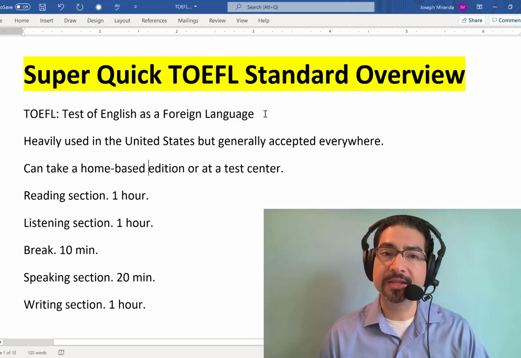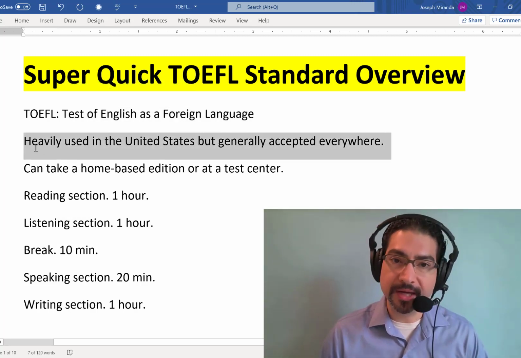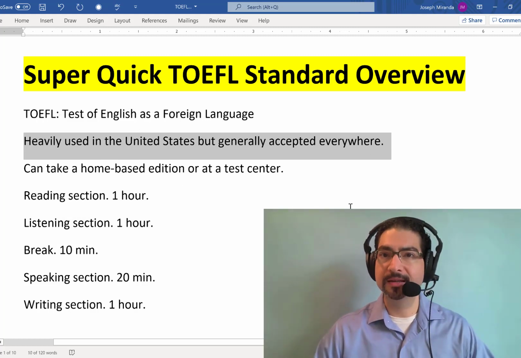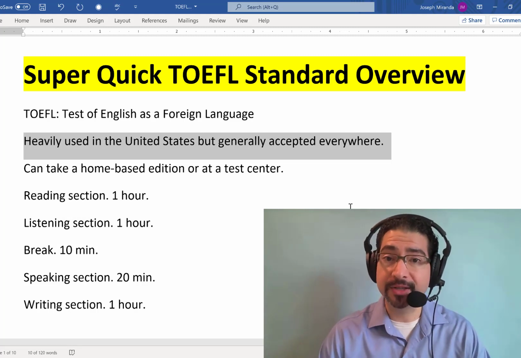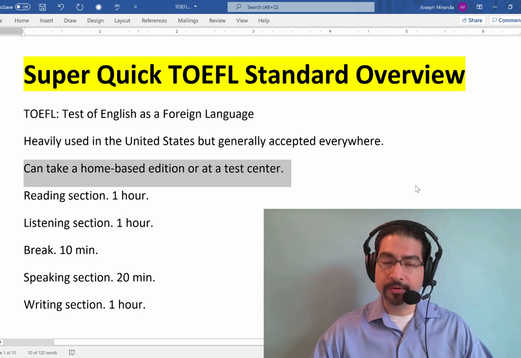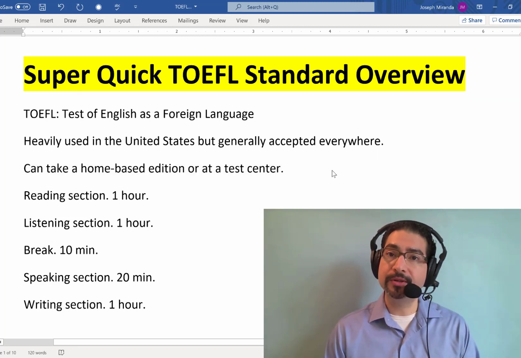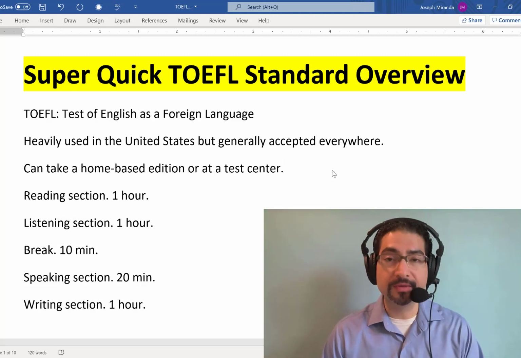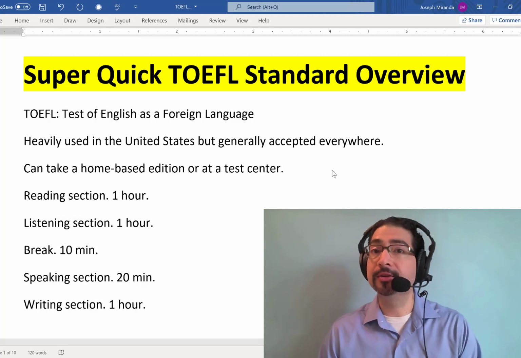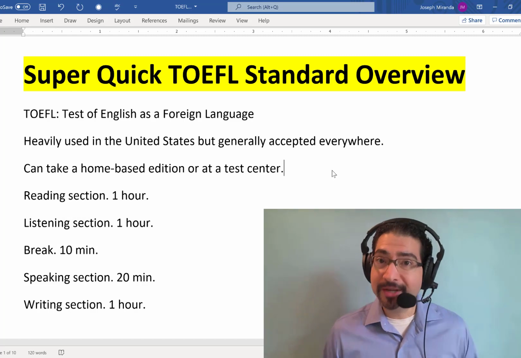The TOEFL stands for the Test of English as a Foreign Language, and it's heavily used in the United States, but generally accepted everywhere as a way of indicating your current English level. You can take a home-based edition online at your home or at a testing location. Depending on what you're using your TOEFL for, check with your universities and your licensing boards. They often tell you whether both are accepted or you have to take one.